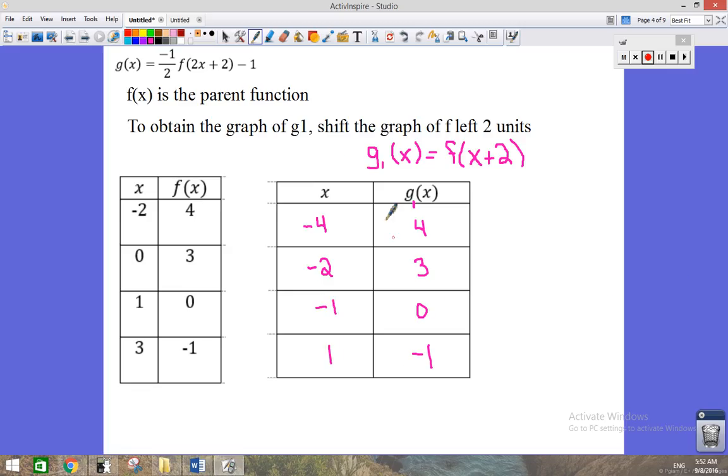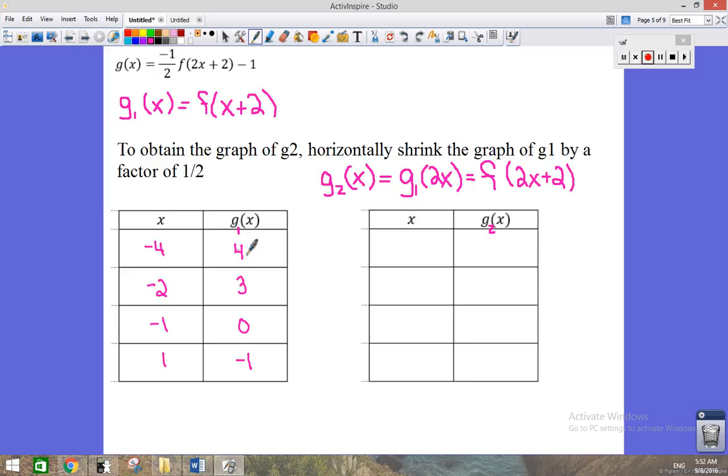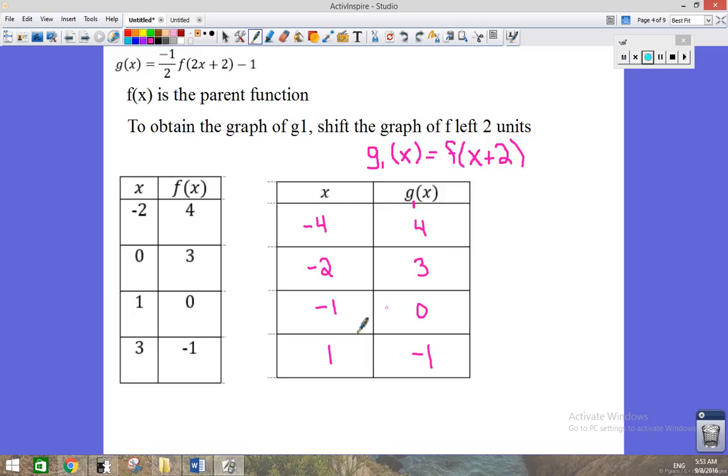Now we are going to work with this table. When we come to our next transformation, we have -4, 4; -2, 3; -1, 0; 1, -1. See, that's the same table. I just went ahead and wrote it off camera to prepare for this.